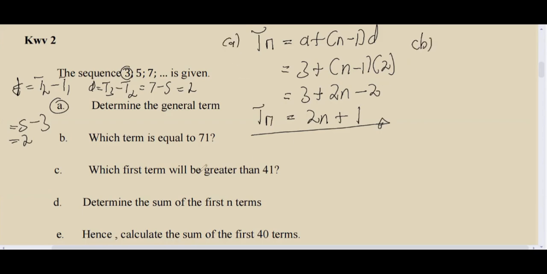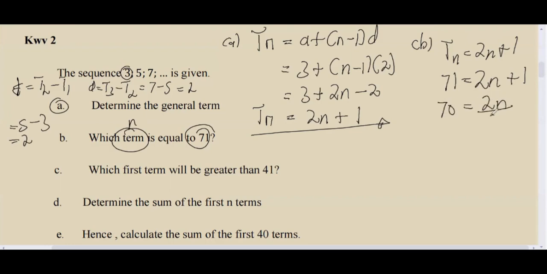Now for B, they say which term is equal to 71. Remember, you need to use the general term that you've just calculated to find which term will be equal to 71. All you have to say is Tn equals 2n plus 1. Then which term you are looking for is n. So you put 71 here and then 2n plus 1. Take this 1, transpose it over here. So this will give us 70 and then 2n. Divide both sides by 2. Our n will be equal to 70 divided by 2, that's equal to 35, right? So that means the 35th term will be equal to 71.